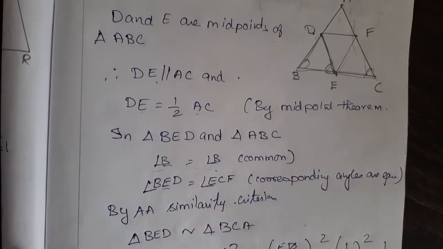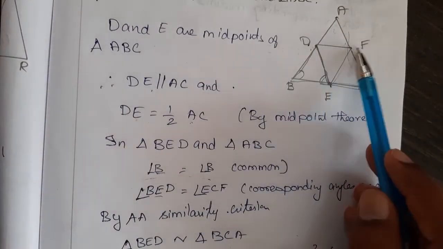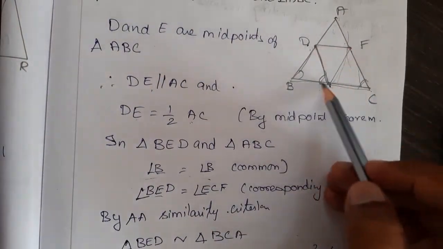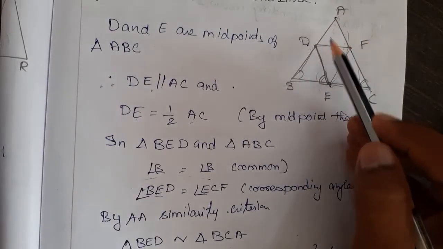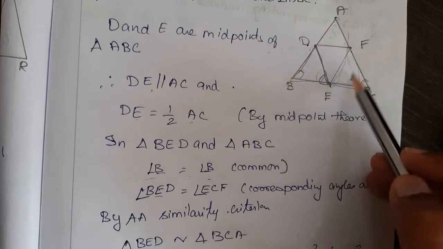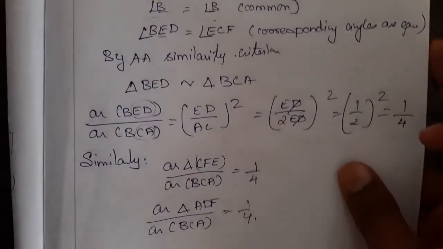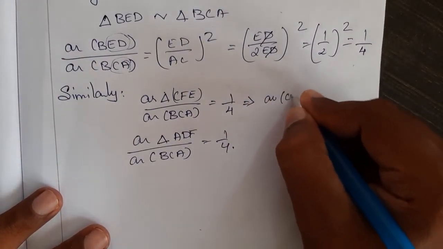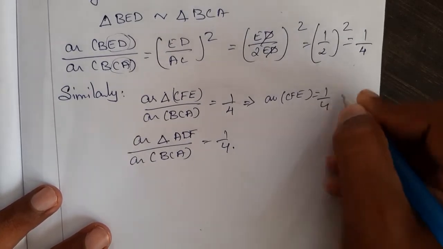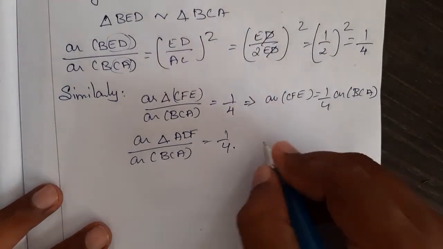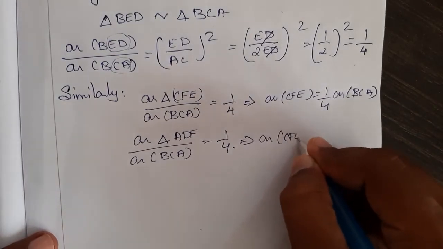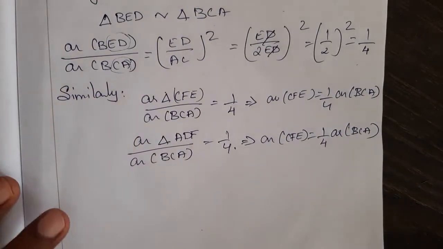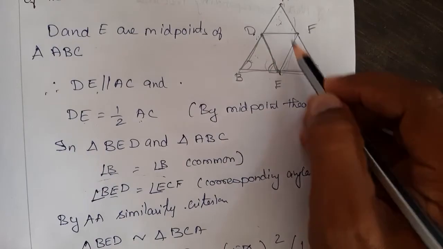So now we are going to compare the area of DEF and this full triangle, right? We know that the DEF triangle we can obtain by the big triangle minus these small 3 triangles. We know these small 3 triangles are each 1 by 4. We can write area of CFE is equal to 1 by 4 of area of BCA, right? The same, area of BED is 1 by 4 of area of BCA. So everything is 1 by 4 of the big triangle.